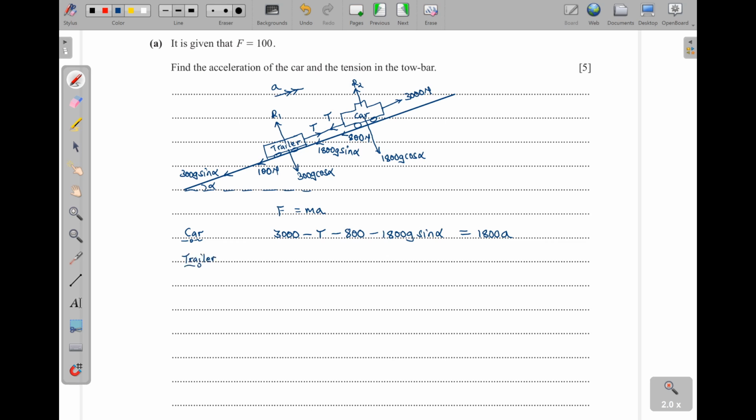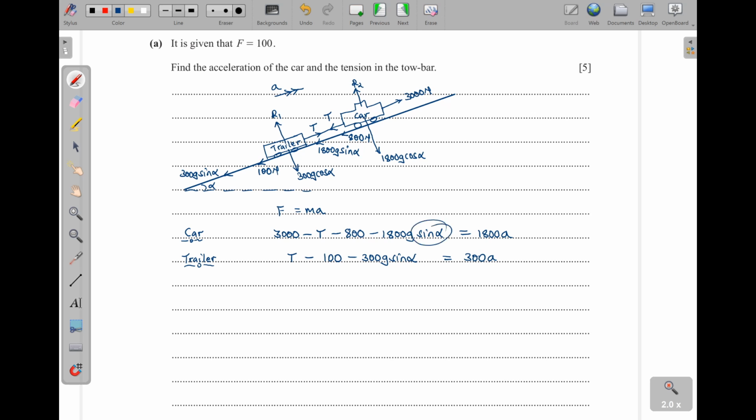Forces acting on the trailer. So we have the tension here that is taking it forward. Then minus, there is the resistance, that is 100. Then minus 300 g sine of alpha. Okay? Which is equal to 300 A, because its mass is 300. Now, we solve these two equations simultaneously.